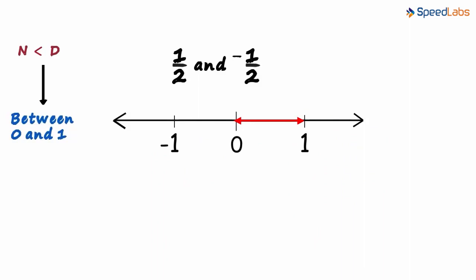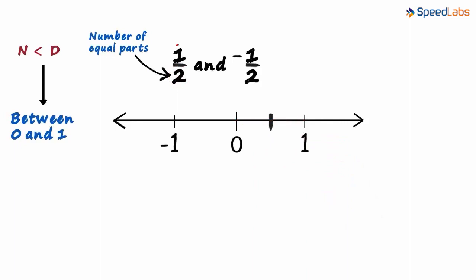Now we divide the length between 0 and 1 into equal parts. How many equal parts is the question? The denominator tells us the number of equal parts. The denominator is 2, so we divide it into 2 equal parts. This line divides this region into 2 equal parts.